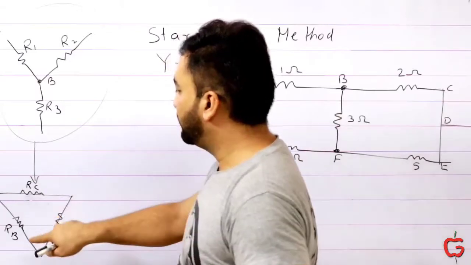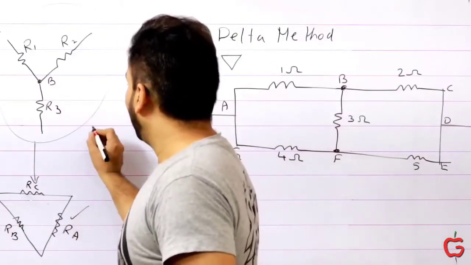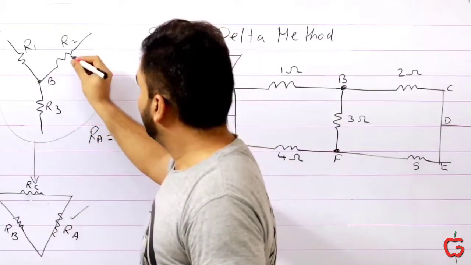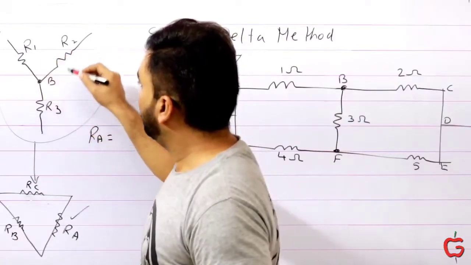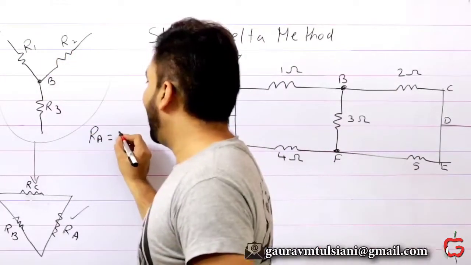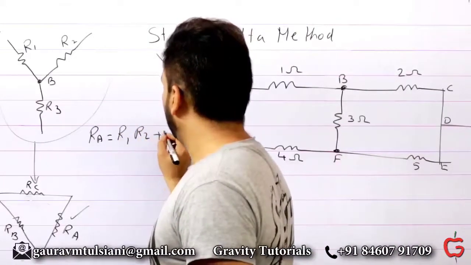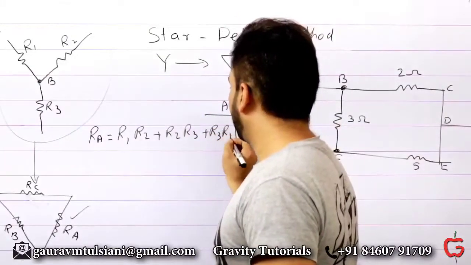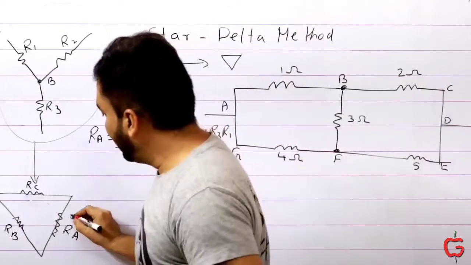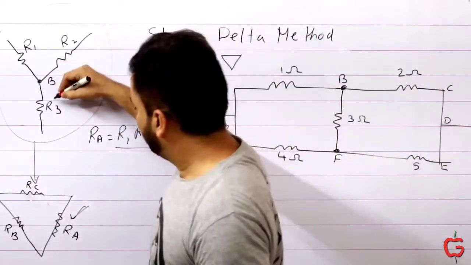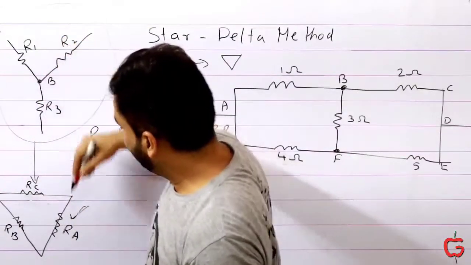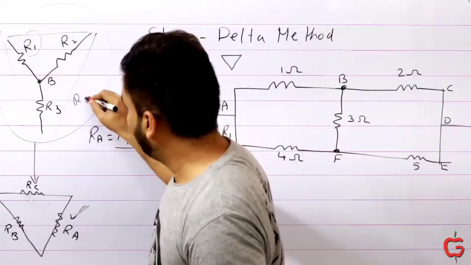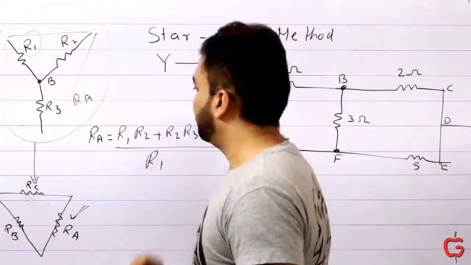The way to do the formula for this is, we have to calculate RA as follows. First we multiply pairs of 2 and then add them. This is R1 R2 plus R2 R3 plus R3 R1. Since we are finding RA, we divide this by the opposite one. The opposite to RA is R1. So we can visualize it like this. This is RA, so we have to divide this by R1.